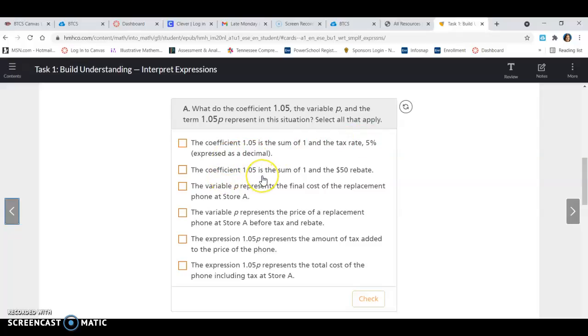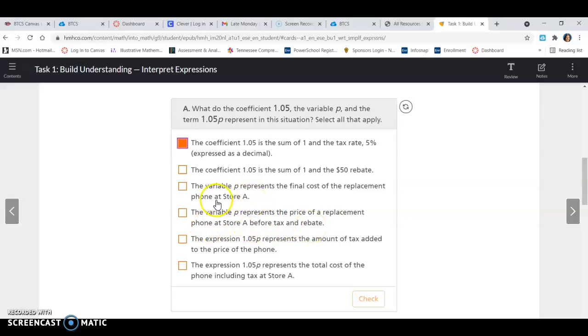The coefficient, 1.05, is the sum of 1 and the $50 rebate. Well, that doesn't have anything to do with the $50 rebate, but it does have to do with adding that tax rate to the original amount. So we're going to choose that one. And then the next one, say the variable P represents the final cost of the replacement phone, and the variable P represents the price of a replacement phone before tax and rebate.